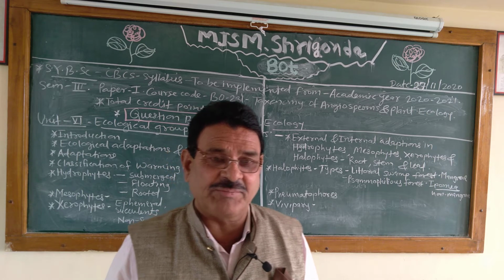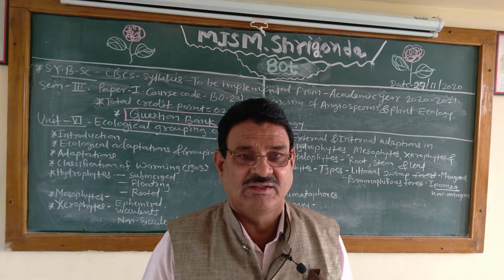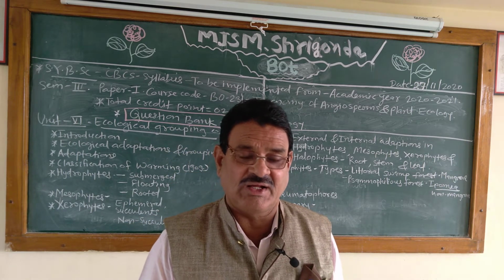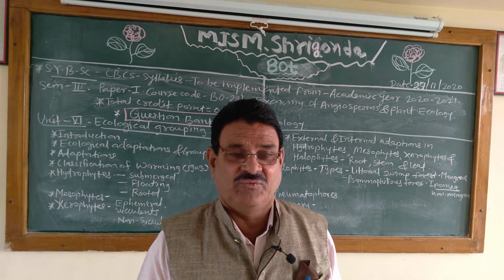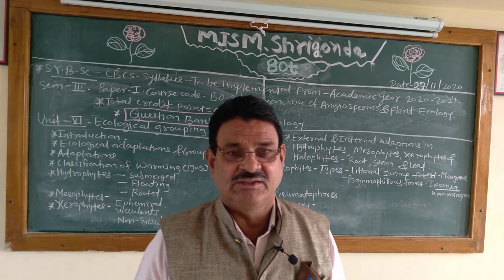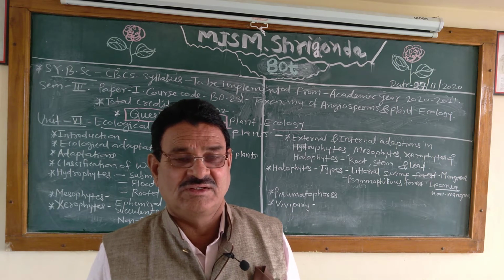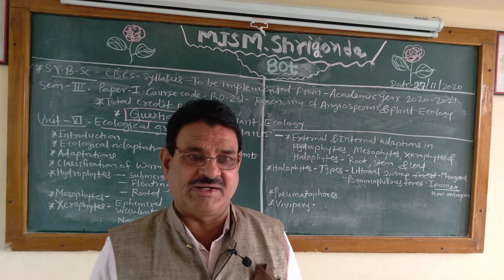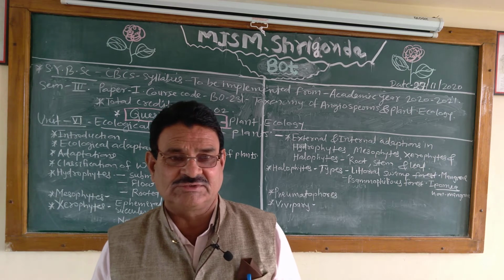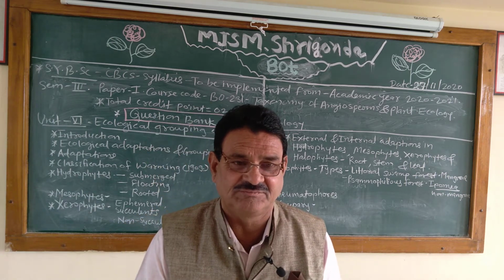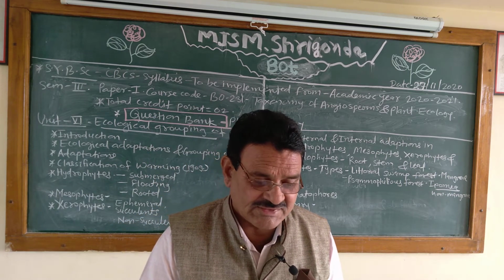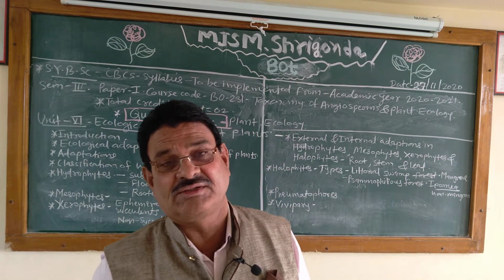Hydrophytic plants are Utricularia, Lemna, Azolla, Hydrilla, Vallisneria. Mesophytic plants: sunflower, mango, hibiscus, maize. These are mesophytic plants. Then next question in the examination: what are xerophytes?